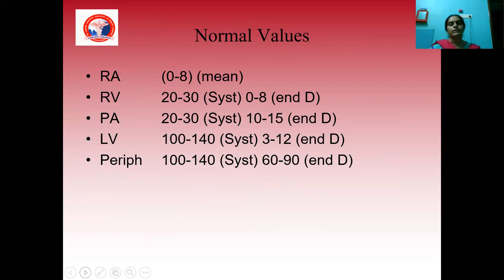And what are the normal values you find? Right atrium is 0 to 8 millimeters of mercury. Right ventricle is 20 to 30 millimeters of mercury. Pulmonary artery is 20 to 30 millimeters of mercury. Left ventricle is 100 to 140 millimeters of mercury. Peripheral pressures will be 100 to 140 millimeters of mercury.